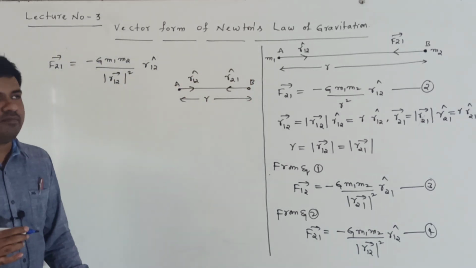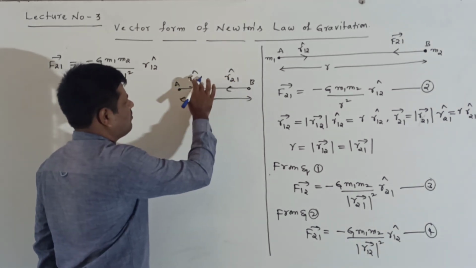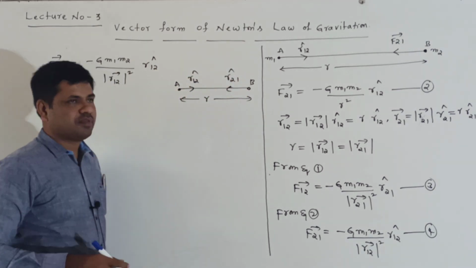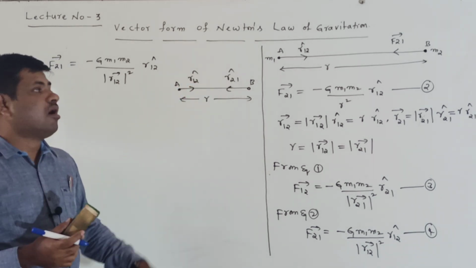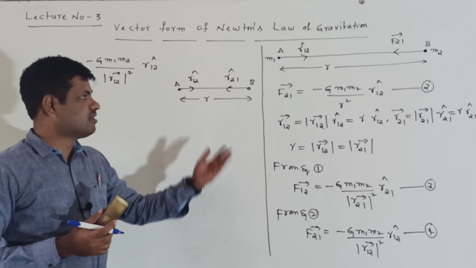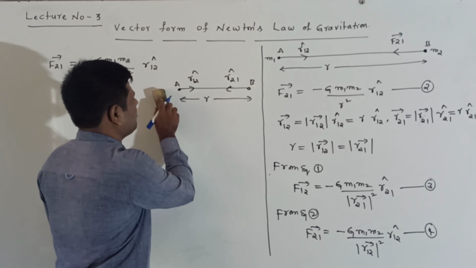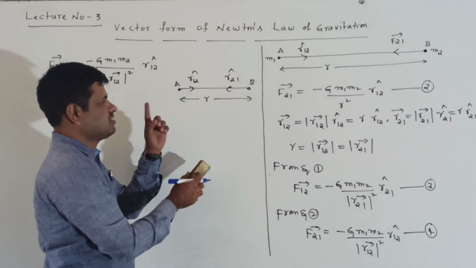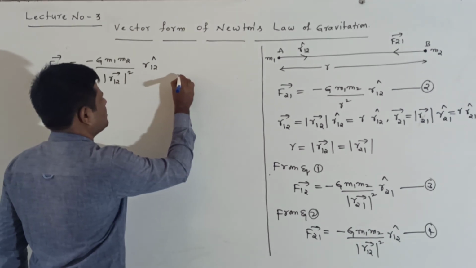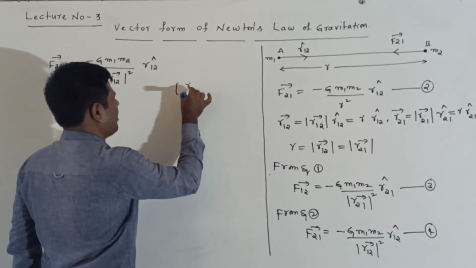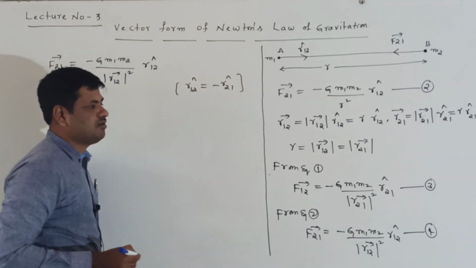Already we know this diagram. Observe here R12 cap and R21 cap. Both are in which direction? Opposite direction. These are unit vectors, both in opposite directions. That's the reason I am writing here that this can be written as R12 cap equals minus of R21 cap, because these two are unit vectors.